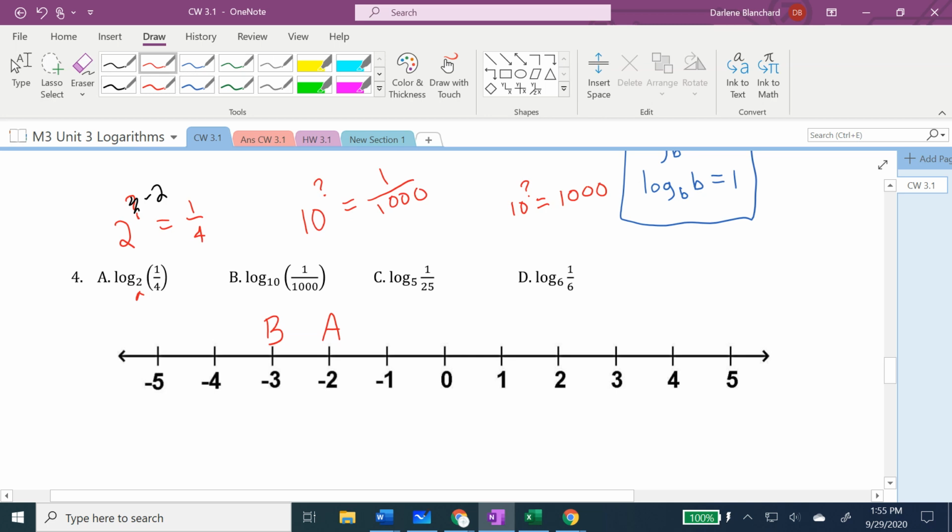For C, 5 squared would give me 25, but wrong side of the fraction means -2 for the exponent on 5. And then lastly for D, 6 to the -1 power gives me 1/6. And that gets you through all of the problems in the classwork.